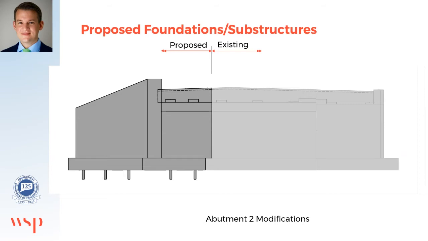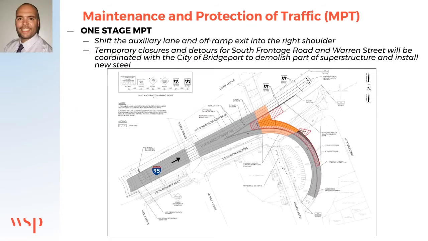Thanks, Ben. Continuing with that thought, how are we going to construct the widening? The slide you see now shows the MPT scheme for I-95 northbound and the exit 27A off-ramp. We are only anticipating a one-stage MPT scheme needed for the widening. To give the contractor a little more room to work, we are proposing a 12-foot lane shift into the left shoulder for the through-moving traffic on I-95. This will give the contractor the additional width needed to demolish Bridge 107, remove the steel girders, and replace them with new framing and bridge decking.